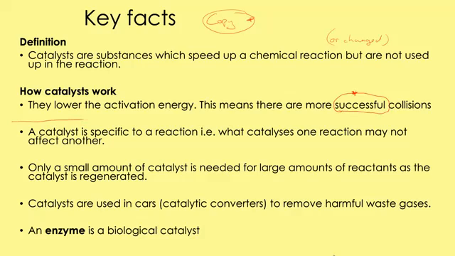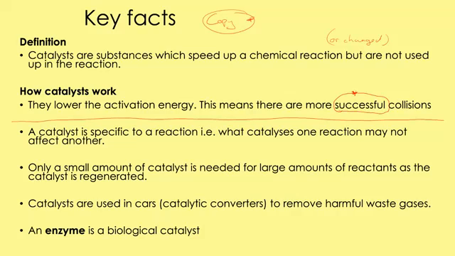And then underneath here, we've got some other key facts about catalysts. Catalysts are specific to a reaction. So if we've got a reaction that we can speed up with a catalyst, we'll use a specific chemical. For example, iron is used in the Haber process to speed up the production of ammonia. It might catalyze some other reactions, but there'll be other reactions that it doesn't. So we can't just assume that because a catalyst speeds up one reaction, it's going to speed up another reaction.